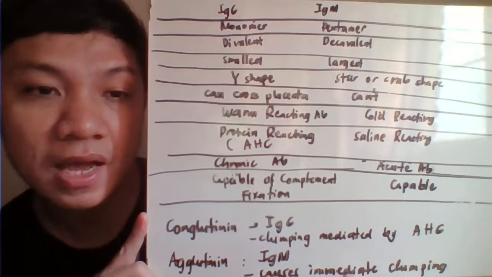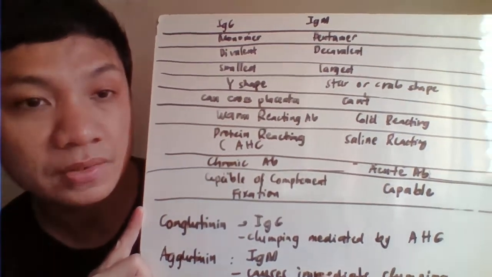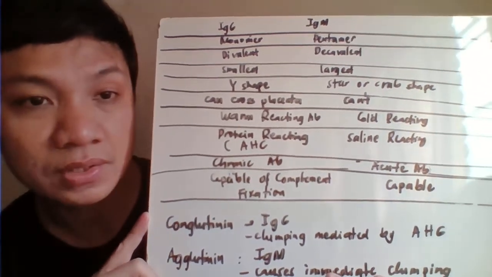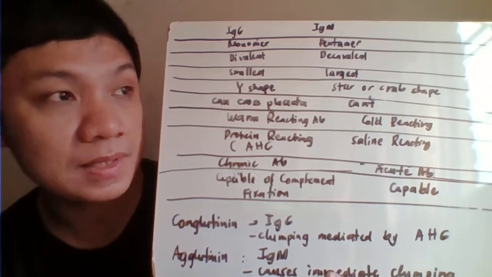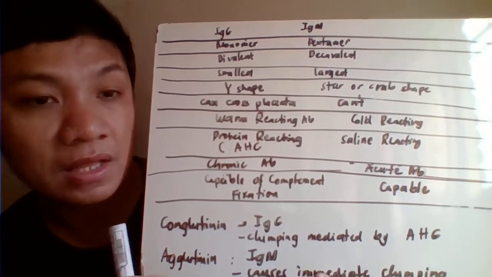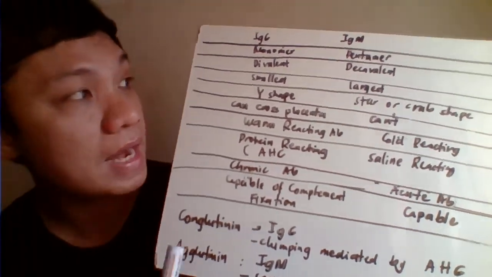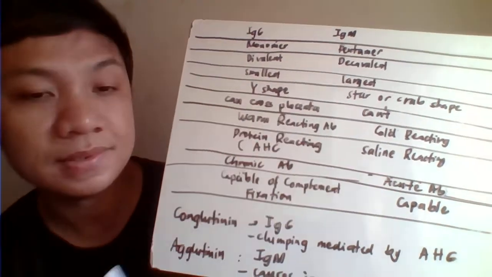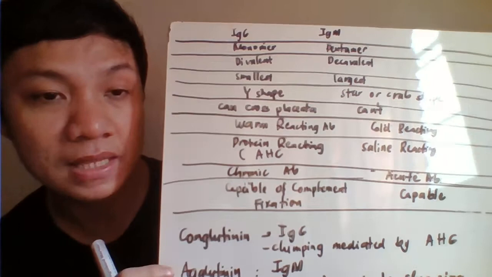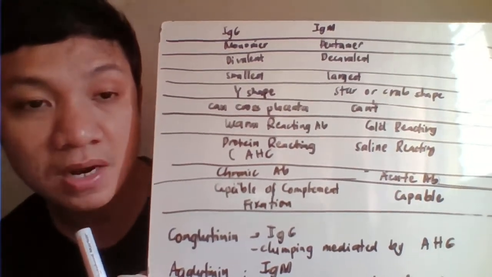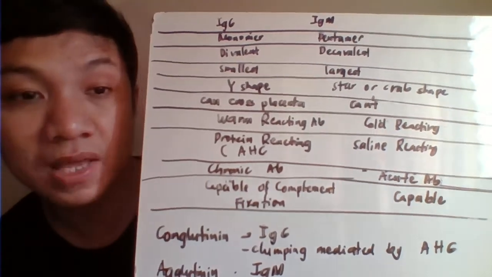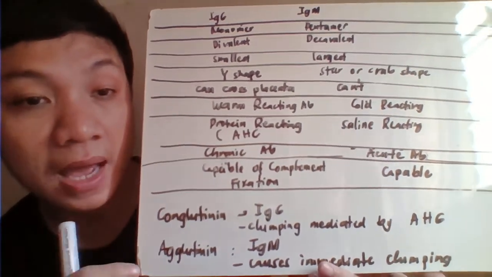Okay, so we have here the difference between our IgM and our IgG antibody. So IgG antibody is a monomer, whereas your IgM is a pentamer, there are 5 subunits. Then we have also here divalent in terms of the binding site of the antigen versus your decavalent. Smallest, largest. So the IgG here is a typical Y-shaped monomer antibody. For the IgM, you can assume here a star shape if that one is in the inactive state, or crab shape if that one is active.